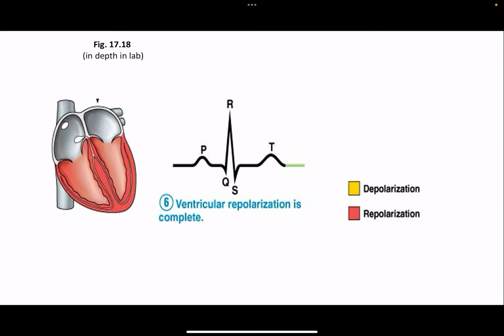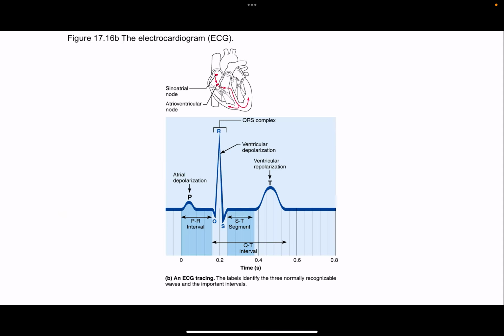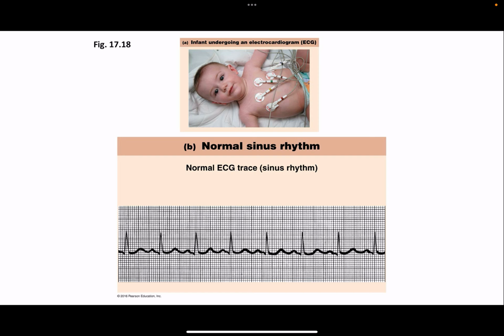Okay, questions? All right, so now we're going to look at ECG tracings. This is just a diagram of the summary of all those waves, and that's already in your lecture notes. But this is an infant undergoing an ECG. You can see this is a 4-lead ECG. You can have a 9-lead, 12-lead. There's many different kinds of ECGs. But this is showing you normal sinus rhythm.